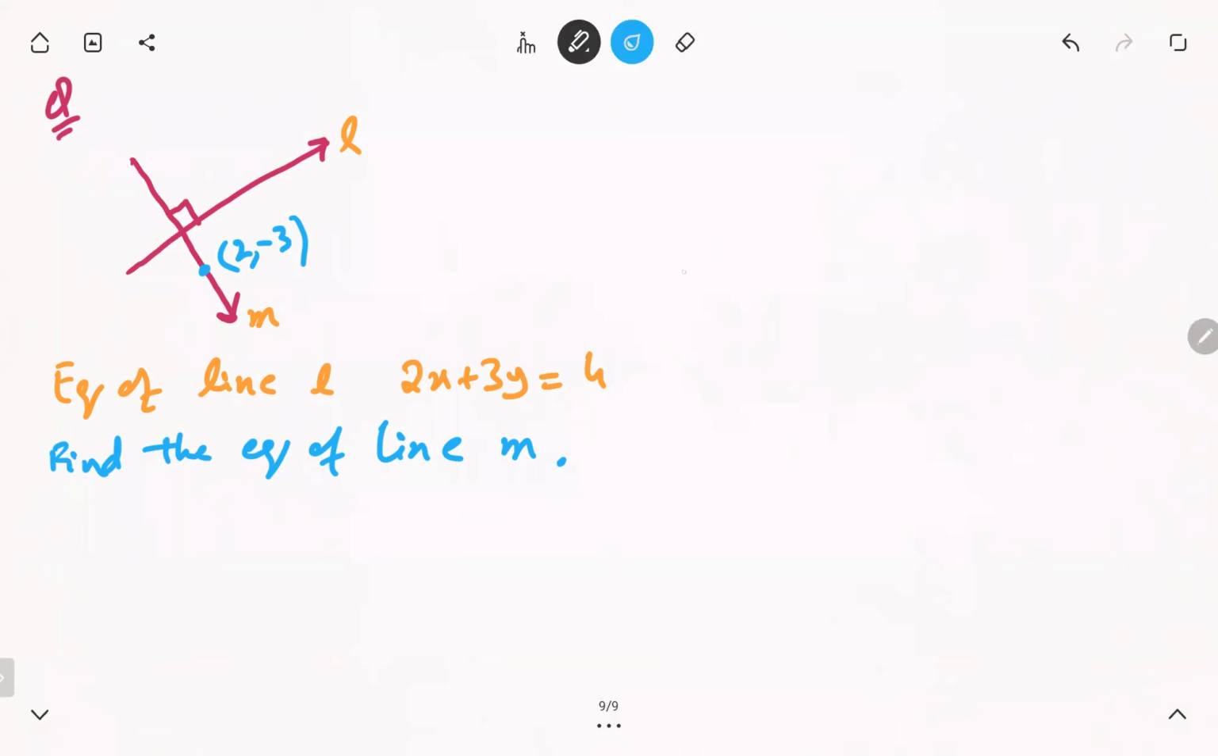What's the gradient of this line? I am getting the answer. You are saying -3/2. -2/3. You are saying -2/3. Everyone is getting -2/3.